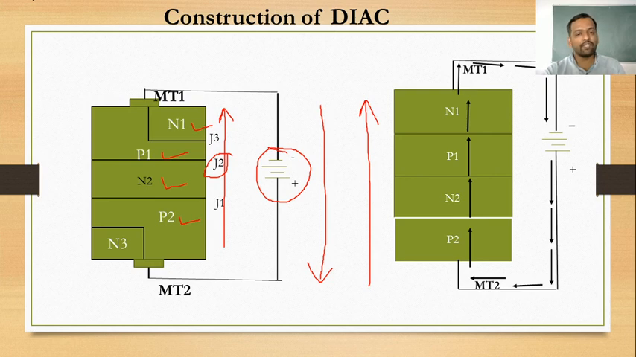That is, if we give voltage equal to forward breakover voltage, then and only then will current flow through and the diac turn on. When the diac turns on, the voltage across it reduces and current starts flowing. Now this is all the construction and working of the diac.